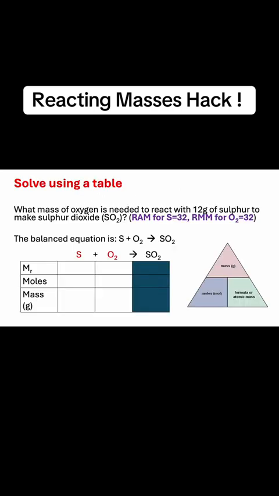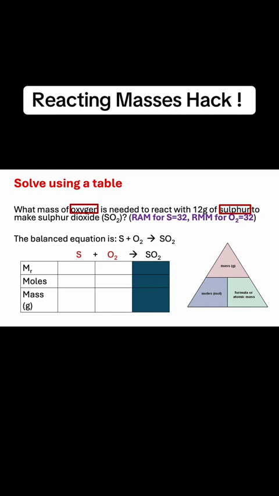Let's have a go at this sample question. What mass of oxygen is needed to react with 12 grams of sulfur to make sulfur dioxide? The first thing that you should do is to identify the substances that you need to carry out this calculation. We need oxygen and we also need sulfur, because they are asking us for the mass of oxygen and they have given us the mass for sulfur. Everything else we will ignore.